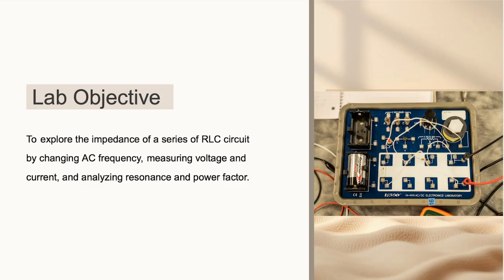Now let's look at our objectives. In this lab, we study how a series RLC circuit changes with AC frequency. Using the Pasco 850, we measure voltages on the resistor, inductor, and capacitor. We find the circuit's impedance, phase angle, and power, and compare the resonant frequency with theory. This helps us understand how R, L, and C work together in an AC circuit.